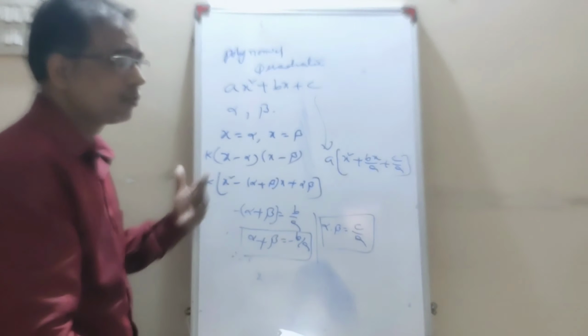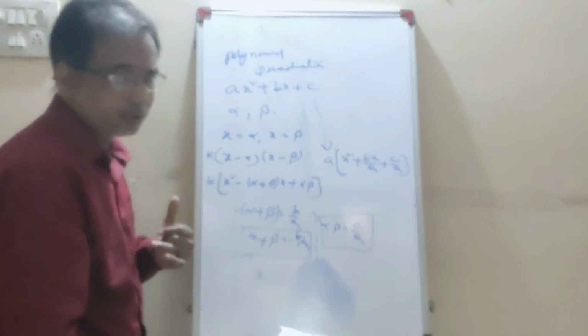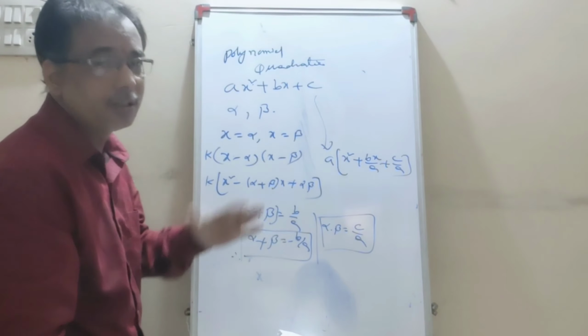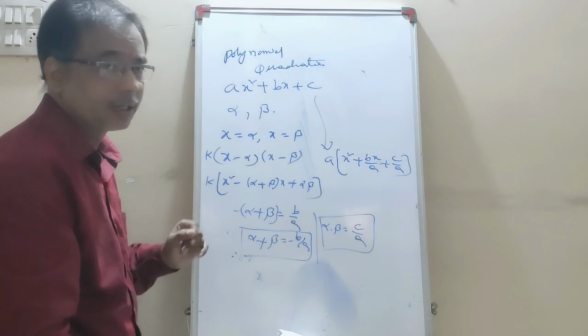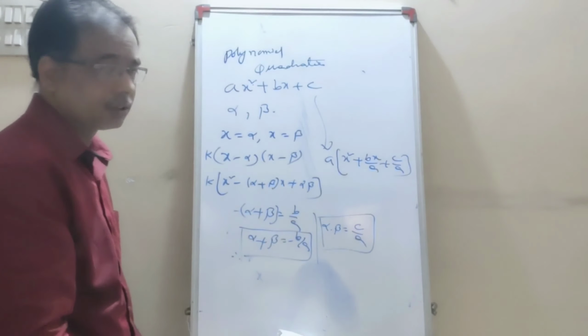Sometimes they will ask for the sum of the zeros or the product of the zeros of the given polynomial, or they will ask for the relation between the zeros of the polynomial and the coefficients of the given polynomial. So like this they will ask questions on this.